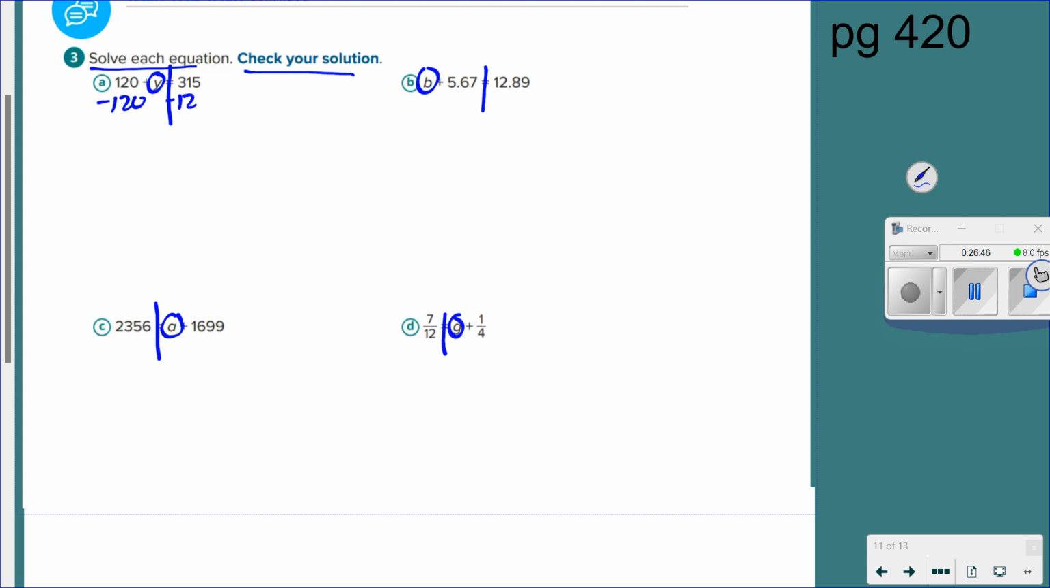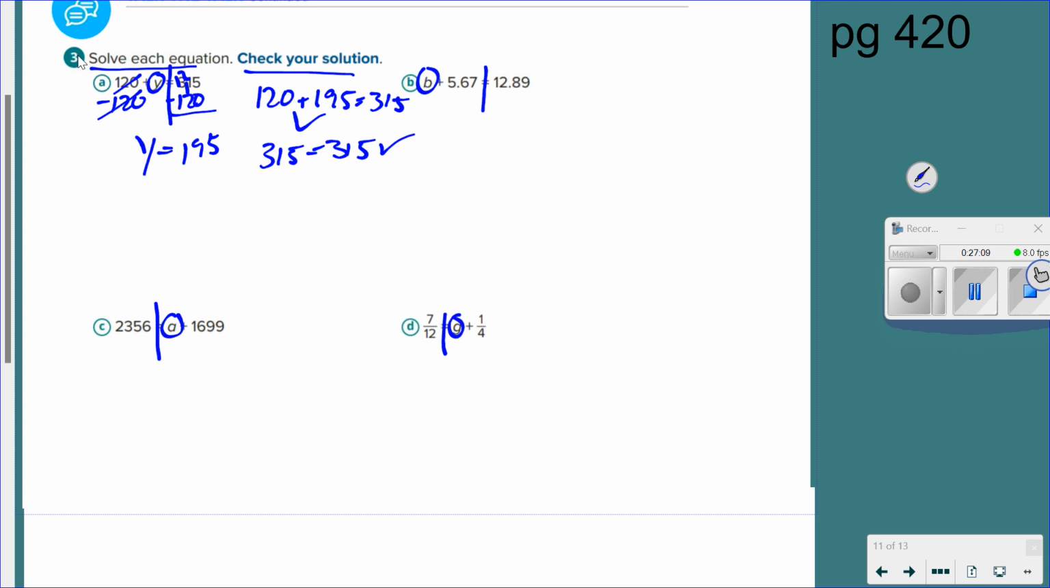So I'm going to take that away from both sides, meaning I have y left on this side. Do the subtraction. 5, 9, 1. Now I substitute it back in. 120 plus 195 equals 315. Add those 2 together. 315 equals 315. Check.